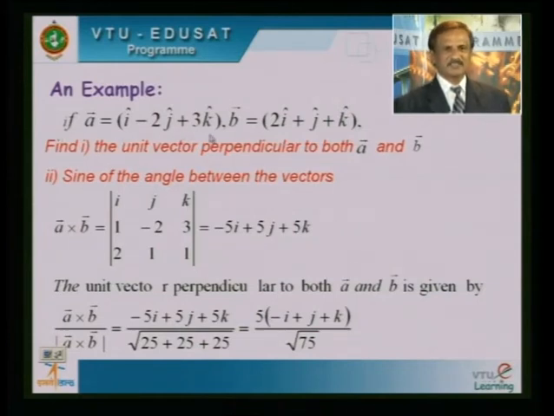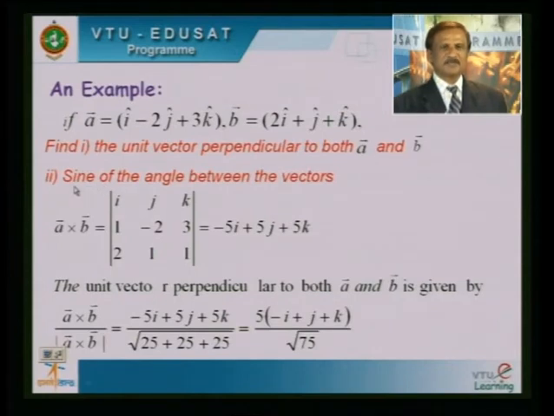Sometimes the given example may be like this. If A is equal to i minus 2j plus 3k, and similarly B is equal to 2i plus j plus k, they may ask us to calculate the unit vector perpendicular to both A and B. Just now we have calculated. In the similar way, you can calculate for the given two vectors.